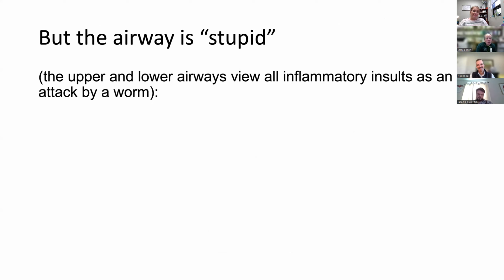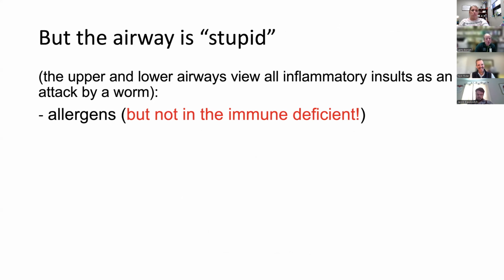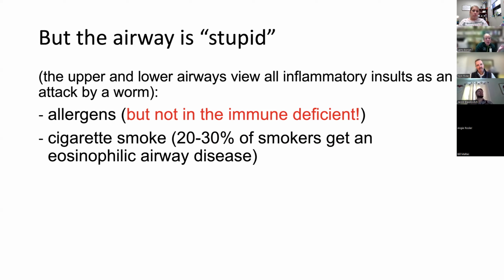By and large, whether it's the sinuses or the lungs, the airways view all inflammatory insults as an attack by a worm. The perfect example of that is allergens, where allergic disease is the human immune system looking at ragweed pollen or timothy pollen, thinking it's a worm, and making an eosinophilic response. However, this is not an issue in the patients we're talking about today. I'll show you the data. These patients don't have allergies. The ability to have allergic reaction goes away. Cigarette smoke, not related to this talk, but 20 to 30% of smokers get an eosinophilic airway disease, which is why we're seeing recent approval of IL-5 targeting biologics in the treatment of COPD.